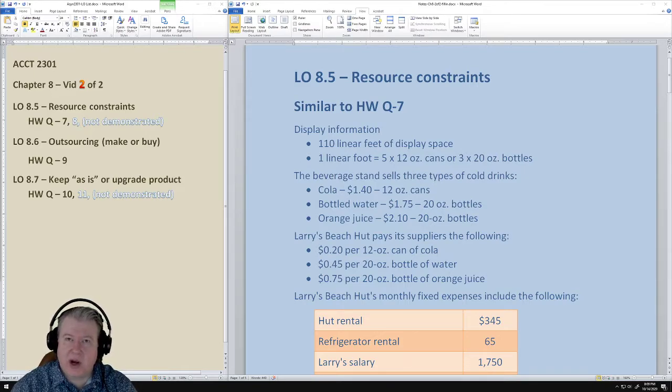And they're what happens if you have a resource constraint? What happens if you've got a choice of either making something or outsourcing it? Or should you keep a product as is, or will you make more money if you upgrade or improve the product? And just remember, this chapter is based upon a couple of important things.